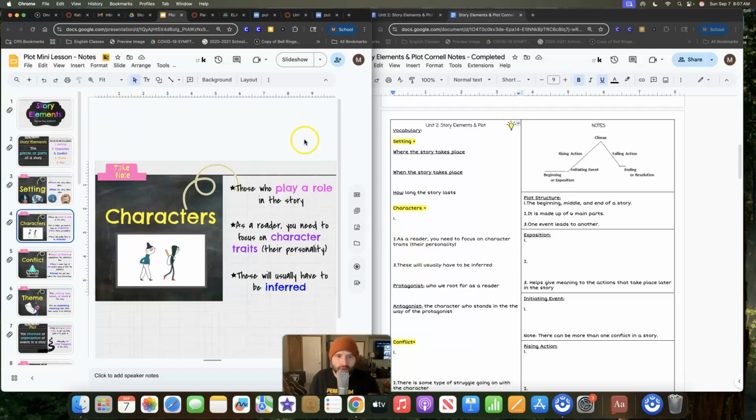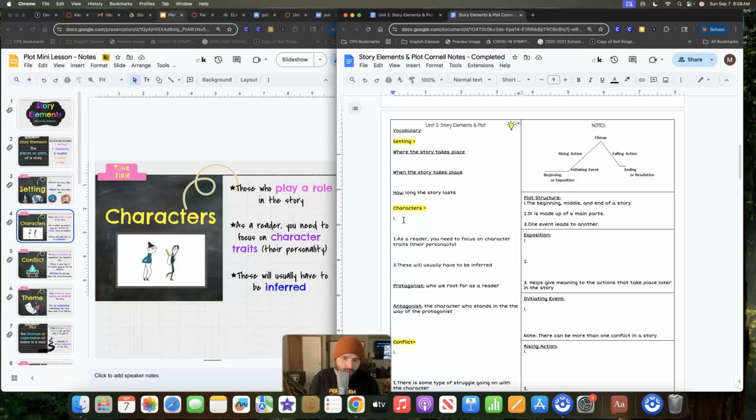Now, I'm not going to make you write all of this. 2 of them are already written. The only thing you are writing is characters are those who play a role in the story. We'll talk more about characters later, specifically with characterization. Just know that there's a protagonist and antagonist in every story. They don't always have to be human. Those who play a role in the story. I needed to put A there. Sorry for that, everybody. So they don't always have to be human.